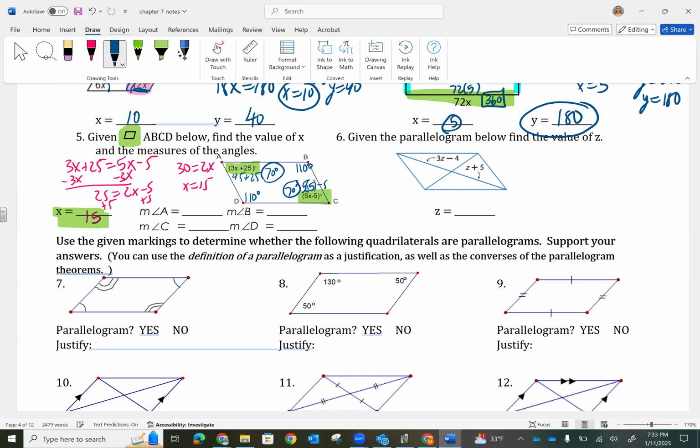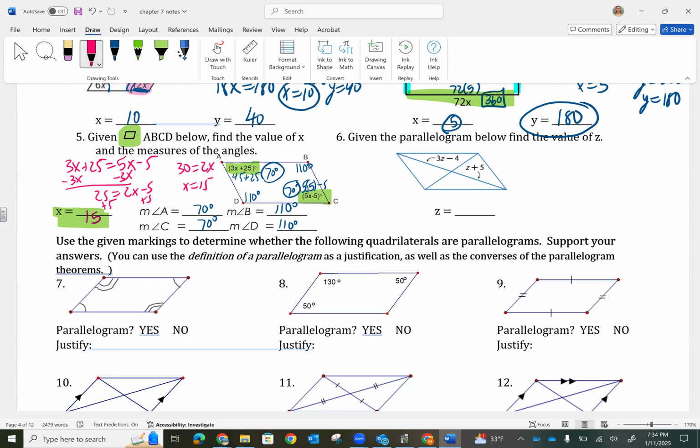So if we fill in what angles are which, this would be 70, and so would angle C. And then these guys would be 110. And if you add up all 4 angles inside this quadrilateral, they should make 360. And if they don't, you botched something, but they do.